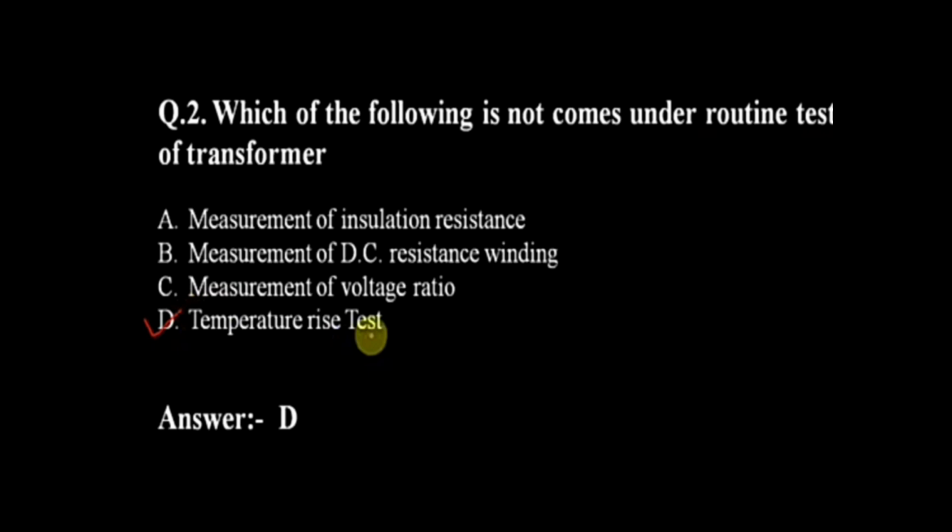Next is, which of the following does not come under routine test of transformer? Measurement of insulation resistance, measurement of DC resistance of winding, measurement of voltage ratio, and temperature rise test. The first three all come under routine test, but temperature rise test does not come under the routine test. So our answer is option D, temperature rise test.